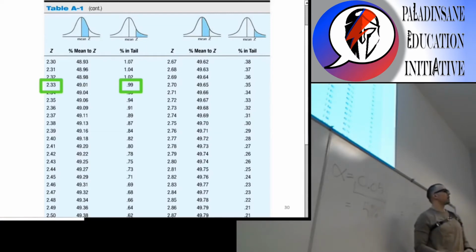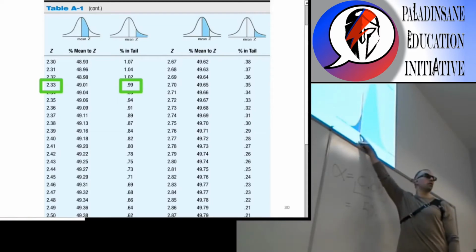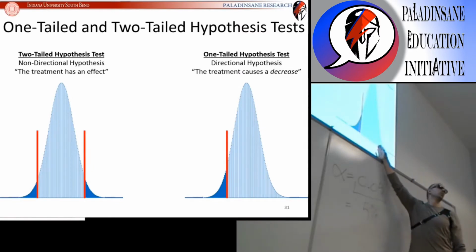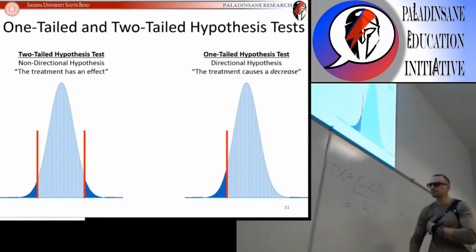The z-score associated with that is 2.33. So in our hypothesis testing, if we had a decrease that we were looking for, this line in the sand is negative 2.33. If we were looking for an increase, we would draw a line in the sand at positive 2.33 to put 1% in the tail.